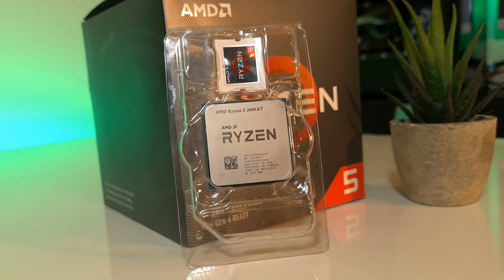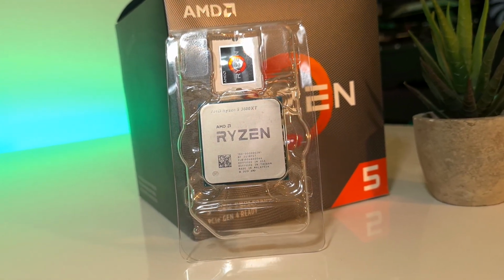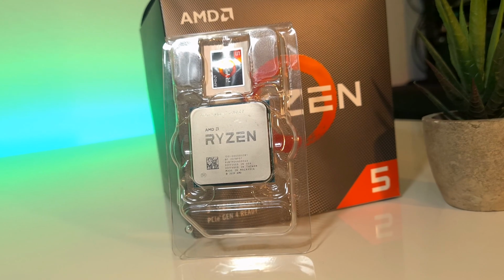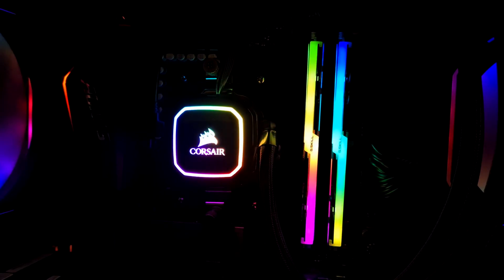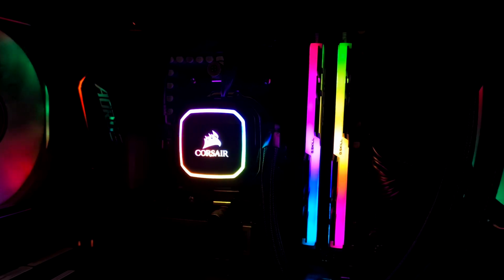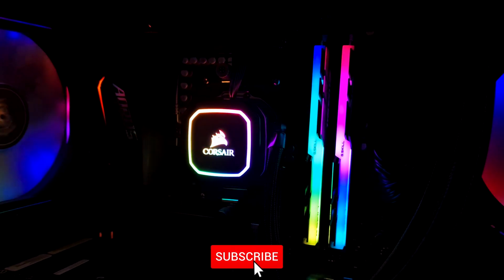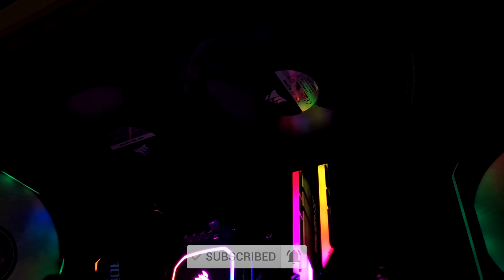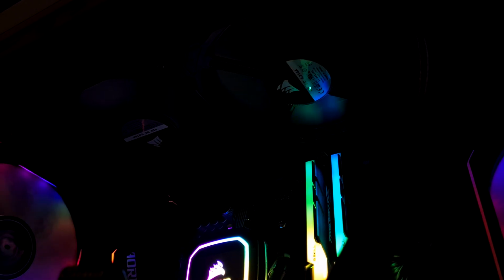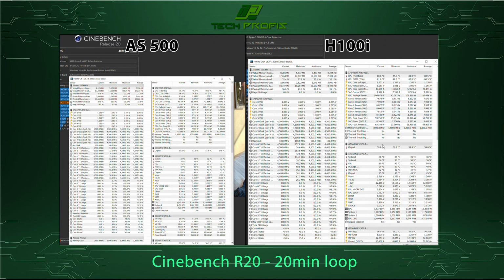For this test, we will use the Ryzen 5 3600 XT running at 4.50 GHz all-core overclock, and we will compare the AS500 against the Corsair H100i Pro XT AIO water cooler in an open case, running both at 100% speed, using the same thermal paste, and having the exact same room temperature. Running Cinebench R20 on loop for 20 minutes, we see that the AS500 managed to keep the temps a bit lower, with a max of exactly 80 degrees Celsius, where the H100 was 1.9 degrees higher.